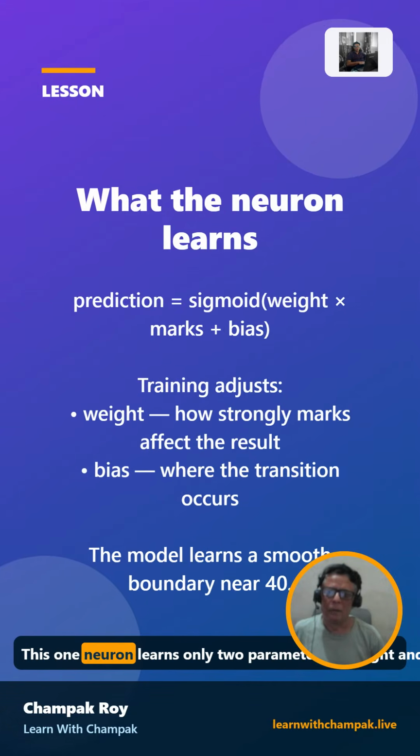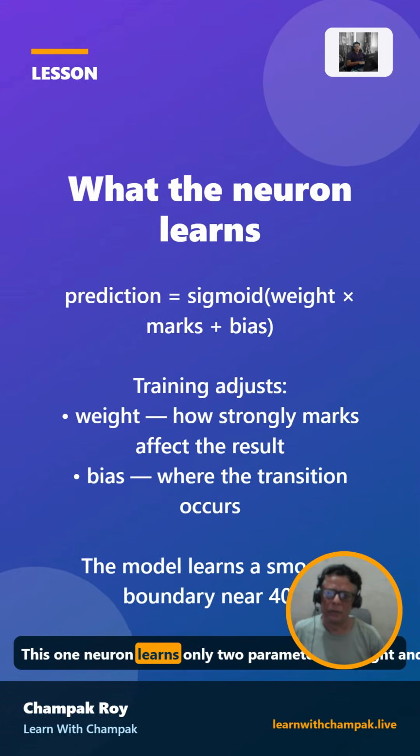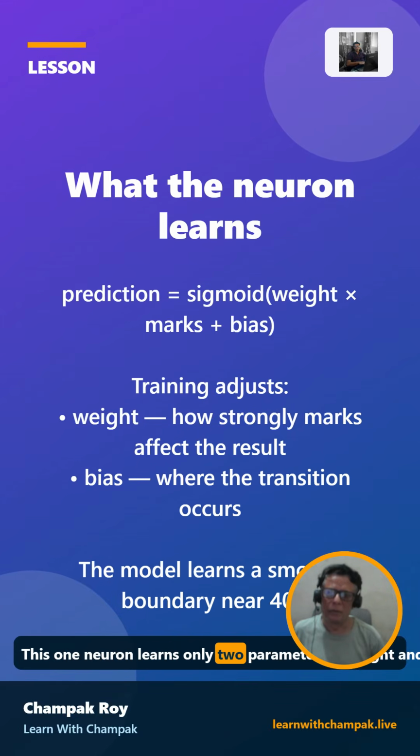This one neuron learns only two parameters, a weight and a bias. Together they place a smooth sigmoid transition near the pass mark. The 0.5 threshold then turns that smooth output into a class.